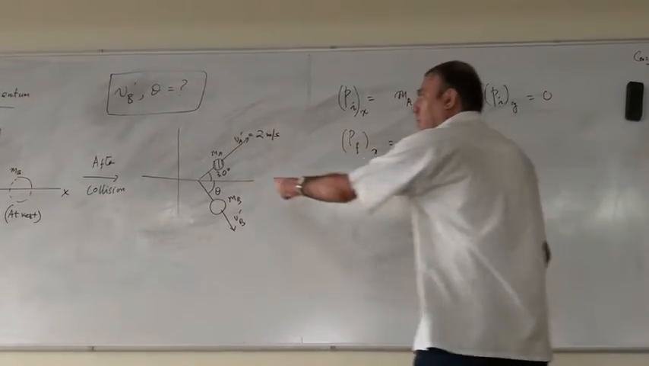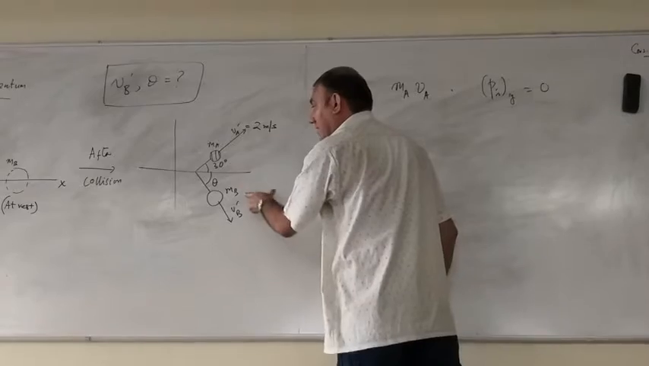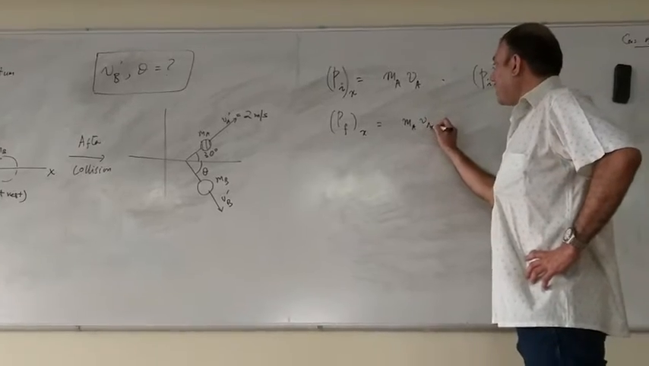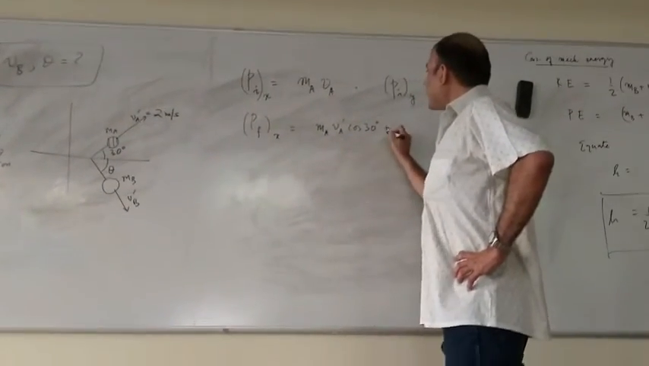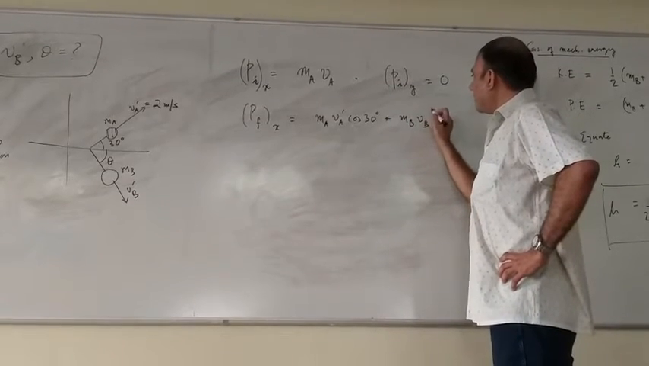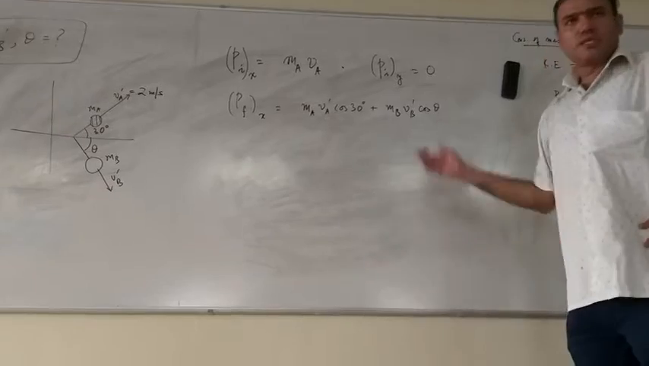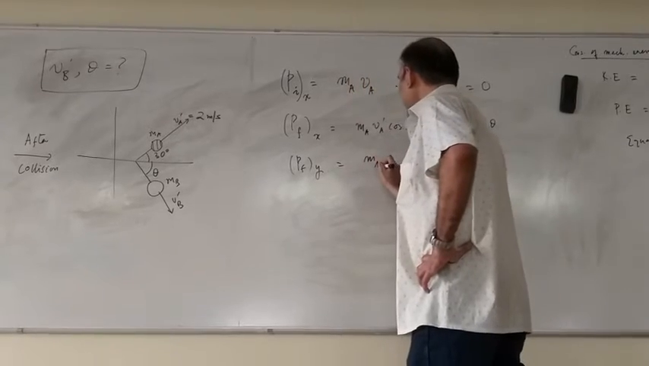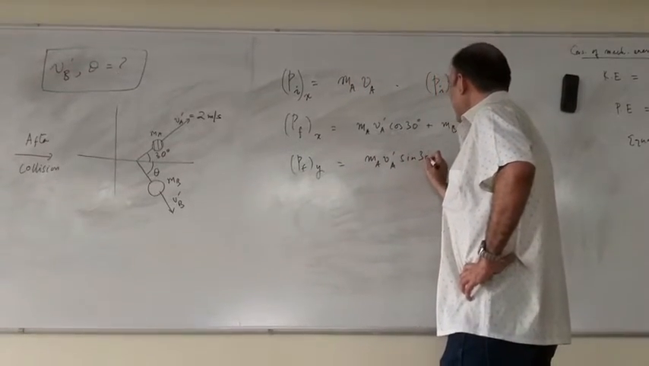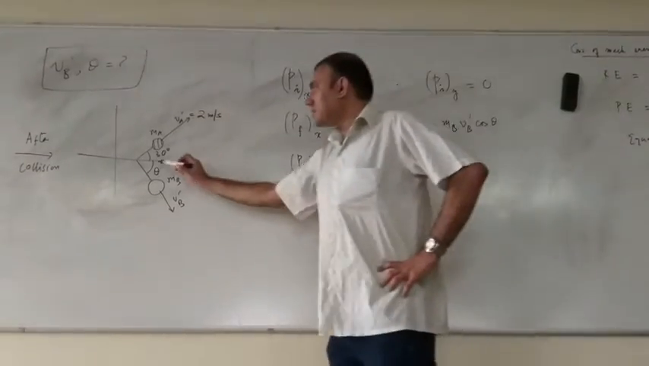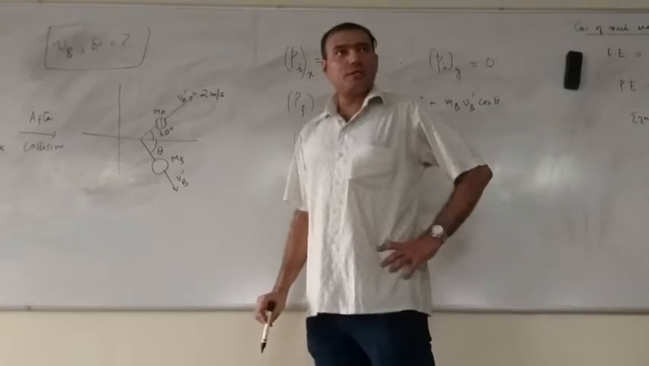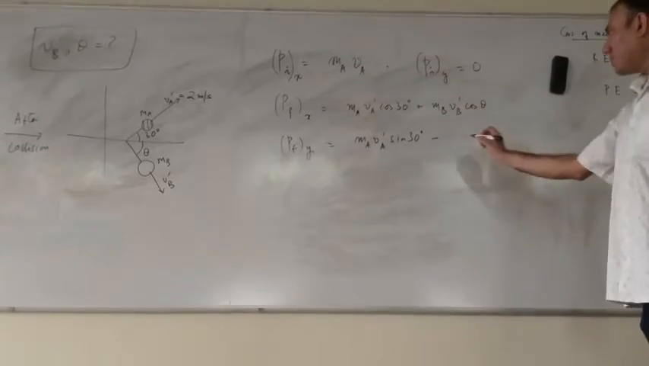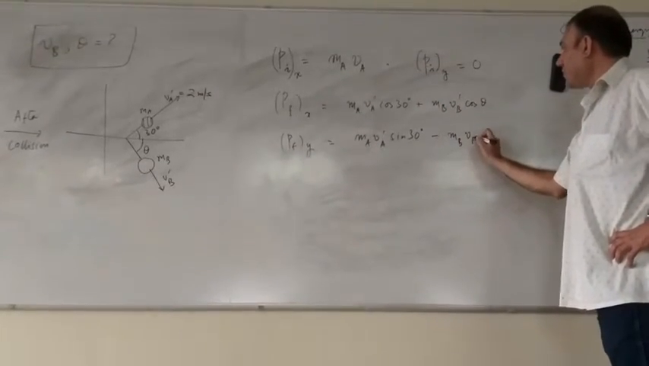Pfx would be the sum of the x components: MA VA prime cosine 30, added to MB VB prime cosine theta, which is still an unknown. Similarly, Pfy is equal to MA VA prime sine 30, minus, because this will have a negative y projection, the VB prime velocity. Is that clear to all? So we'll put a minus sign: MB VB prime sine theta.